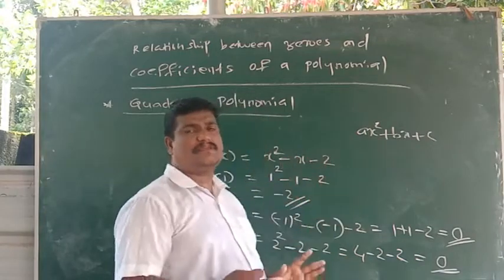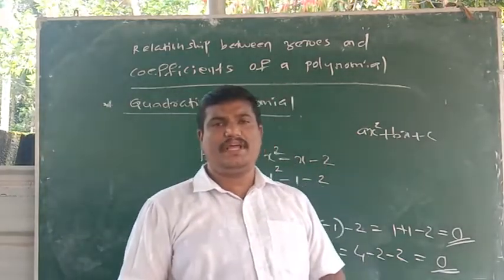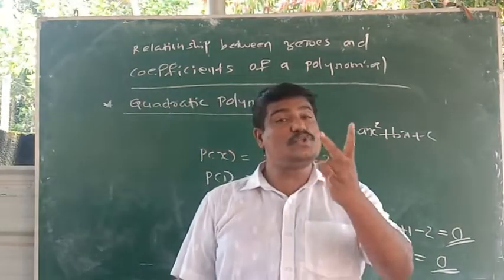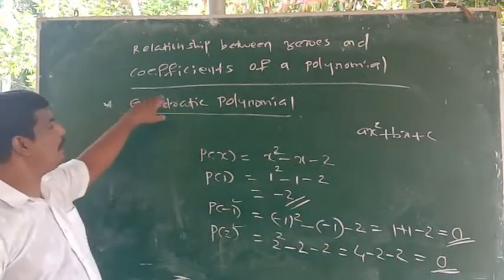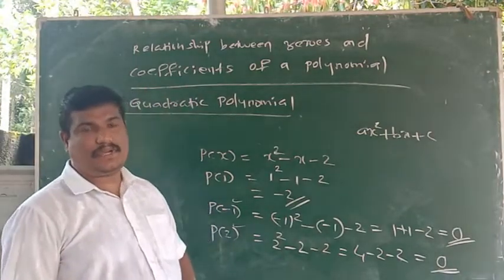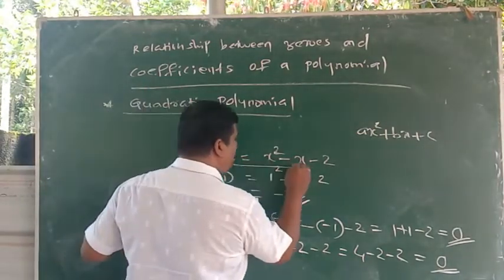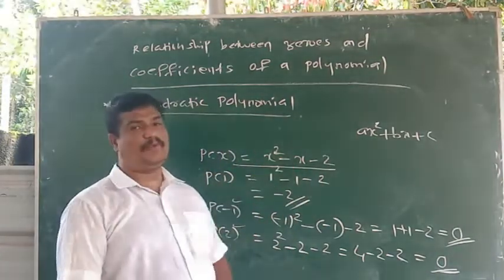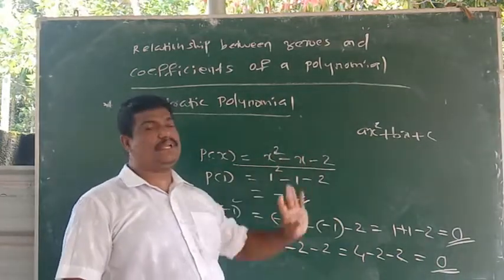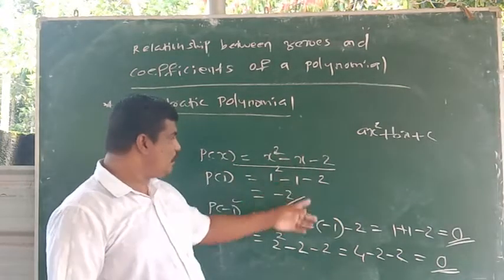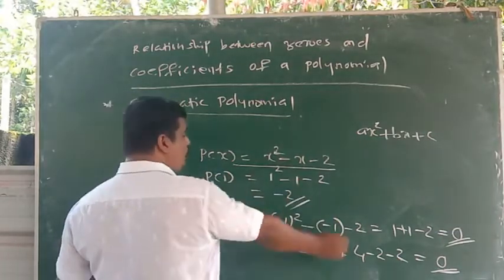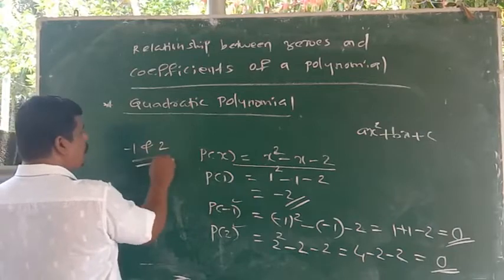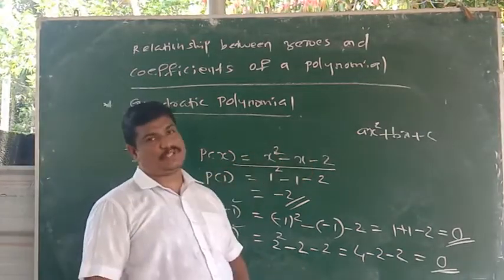Well, how many maximum zeros are in a quadratic polynomial? A linear polynomial has maximum 1 zero. A quadratic polynomial has maximum 2 zeros. Okay. So x square minus x minus 2 is a quadratic polynomial. What are the zeros of this polynomial? The zeros of the polynomial are minus 1 and 2. Minus 1 and 2 are the zeros of x square minus x minus 2.